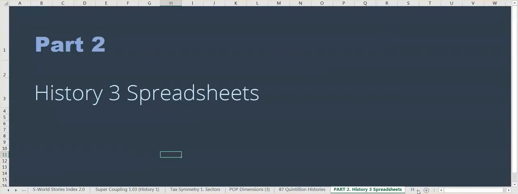Okay, part two. History free spreadsheets. Now this is where there's a lot of data on this.